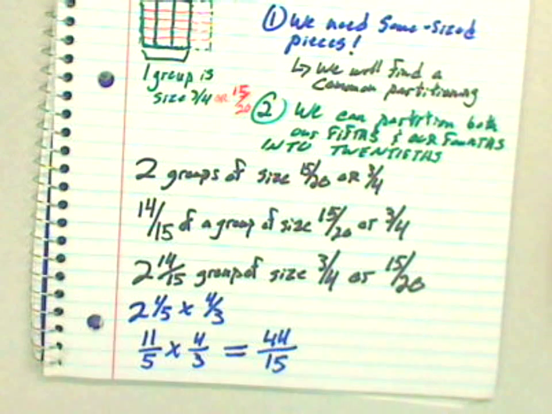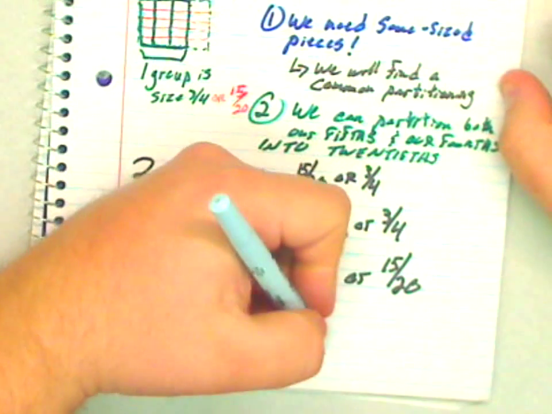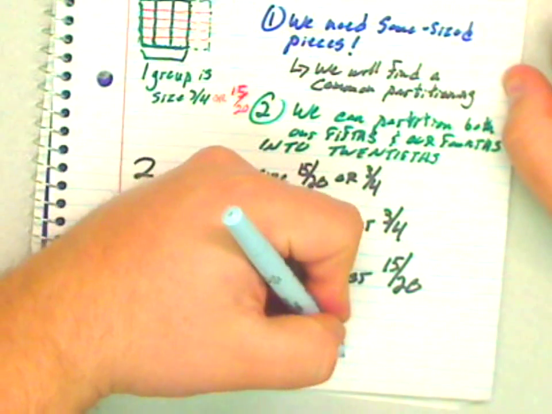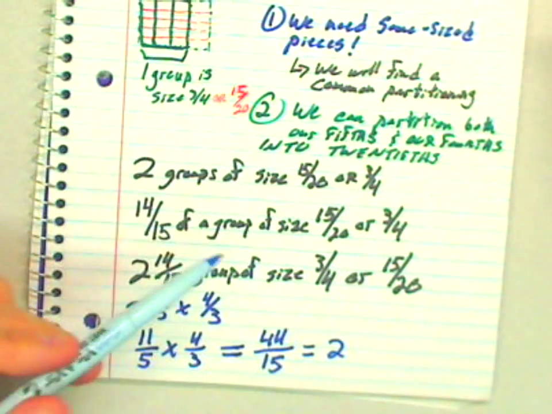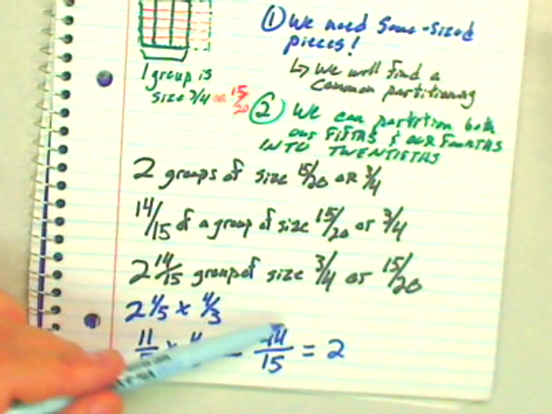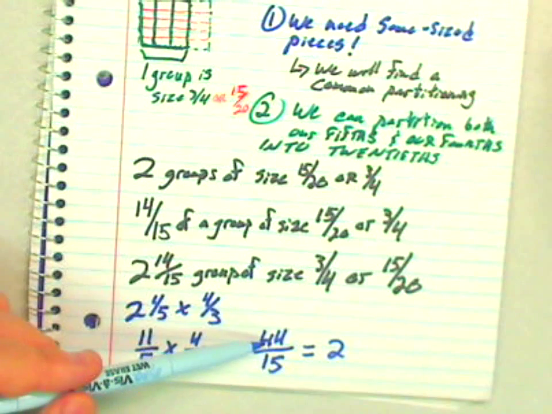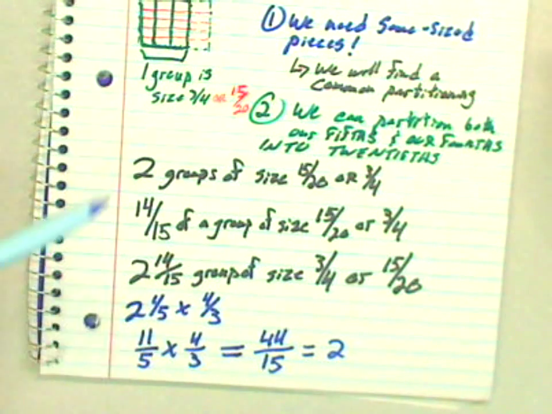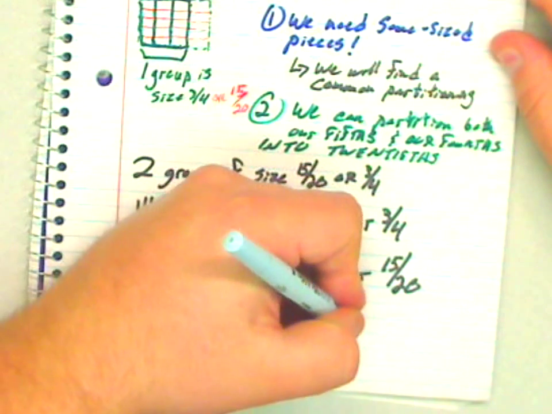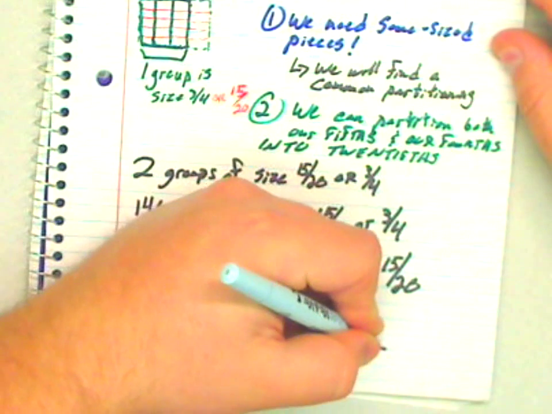44/15. Now, if we wish to simplify that and write it as a mixed number, we'd see 44 divided by 15. Well, 44 divided by 15 will give us 2, because 15 times 2 is 30. 15 times 3 would be 45. That's too much. We don't have that much. So we can get 2 out, and that's 30. 44 minus 30 is 14. So we're left with a remainder of 14, or 14/15.